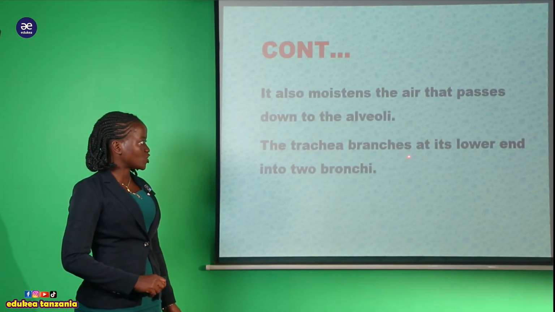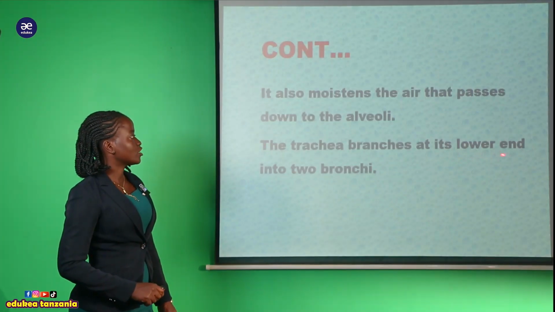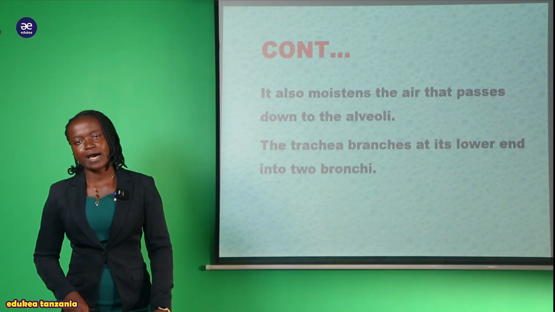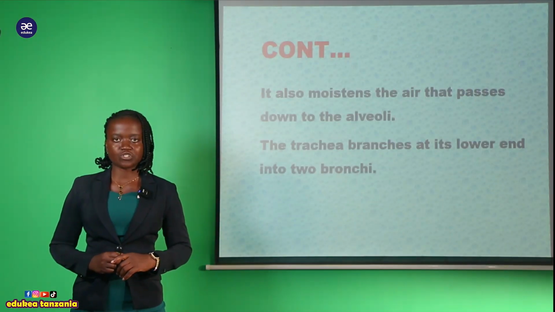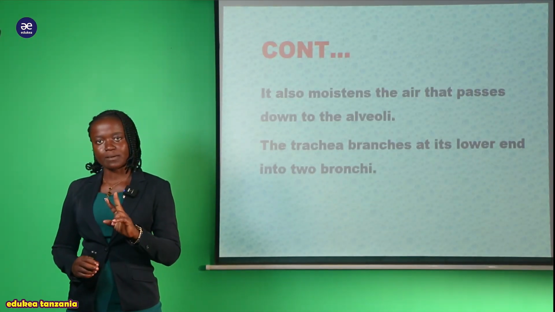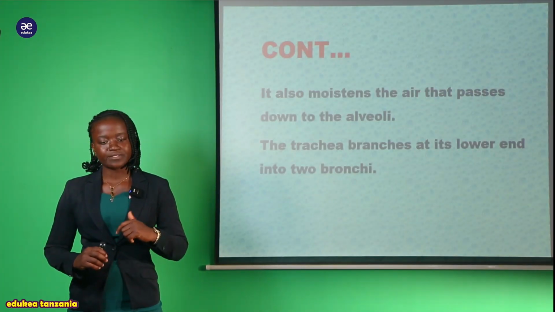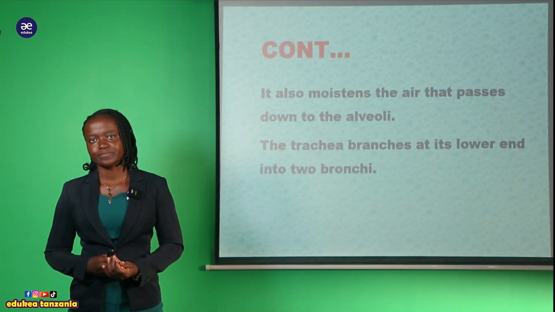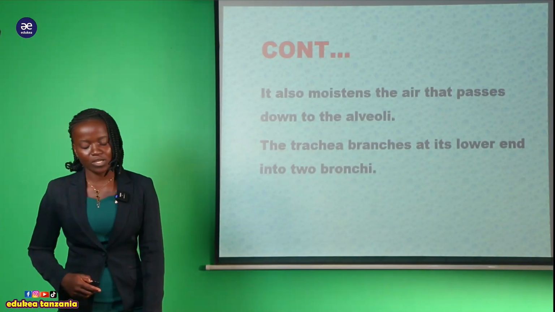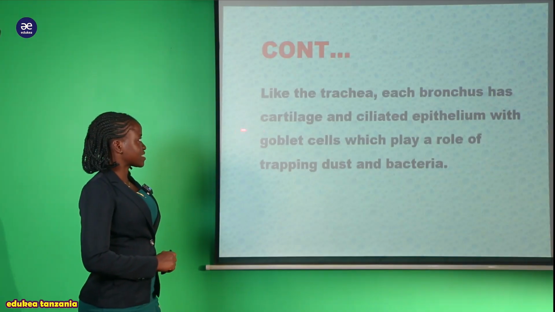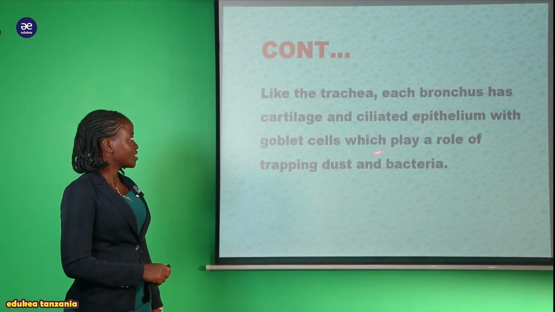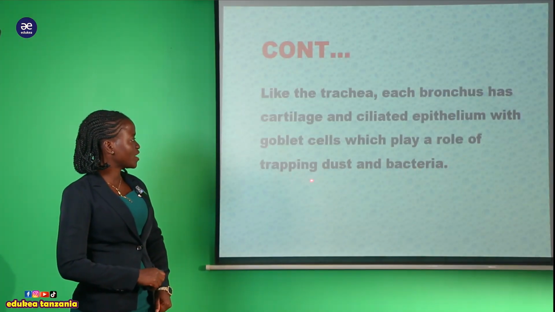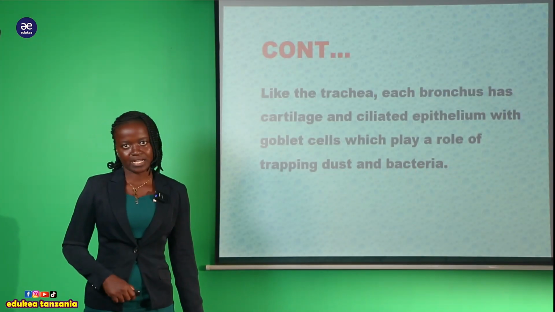But also the trachea branches at its lower end into two bronchi. So now at the end of the trachea ndipo ambapo sasa panakuwa na matawi mawili. Lile tawi sasa lililogawanyika kutoka kwenye trachea ndio tunaita bronchi. Yakiwa mawili tunaita bronchus. So like the trachea, the bronchus has cartilage and the ciliated epithelium with the goblet cells that play a crucial role of trapping dust and bacteria.